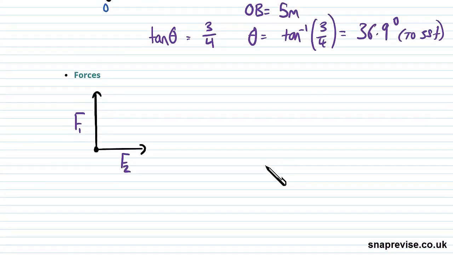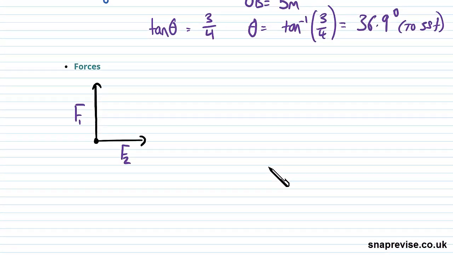And now we'll simply do this with forces. So now it's a bit more complicated. So this is a free body force diagram. We have some particle P. We have two forces acting on it. We have this F1 here.